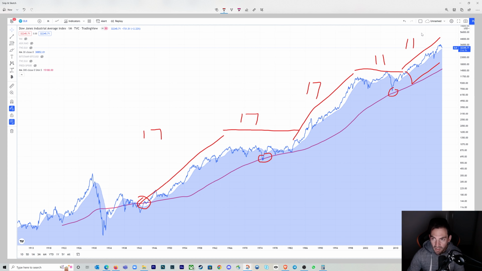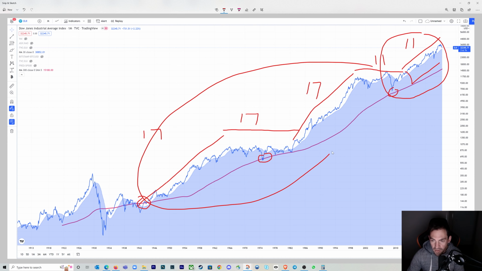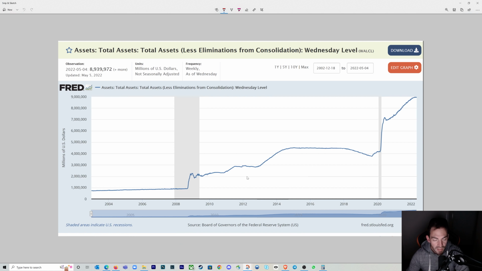What happened during this period right here that was different from this period down here? Well, I think I might have an answer. What I've got on the screen right now is the Federal Reserve total assets less eliminations from consolidation. And you'll notice that right around here, right at the bottom of the great financial crisis, they started purchasing securities. And if you notice, they also right here around the 2020 turmoil, they also accelerated their purchases.